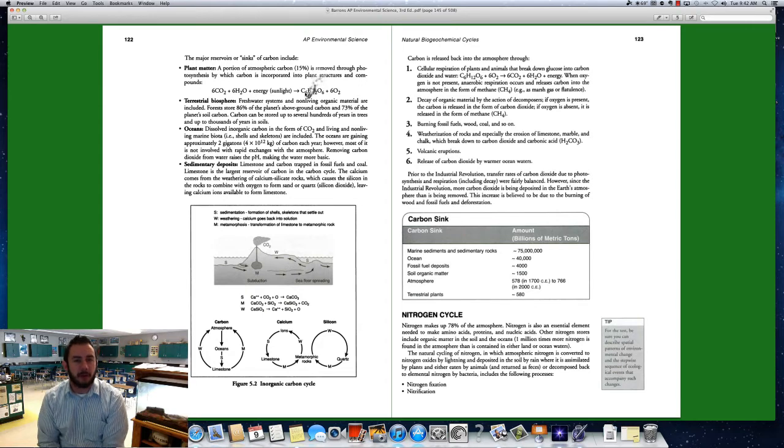Oceans can also be a sink for carbon. It can be dissolved as inorganic CO2 in the water, and it can be held in the shells and skeletons of organisms. The ocean is accumulating 2 gigatons of carbon each year. Most of it is not involved in rapid exchange with the atmosphere, but is wrapped up in organisms themselves. Removing carbon dioxide raises the pH, making water more basic, which leads to coral bleaching, which we may have talked about already.